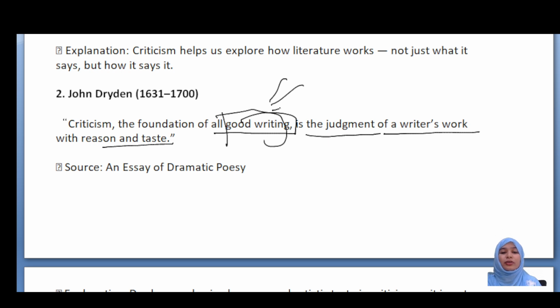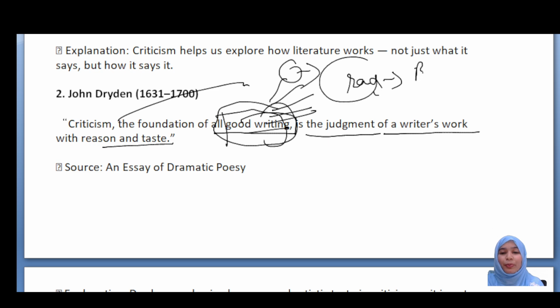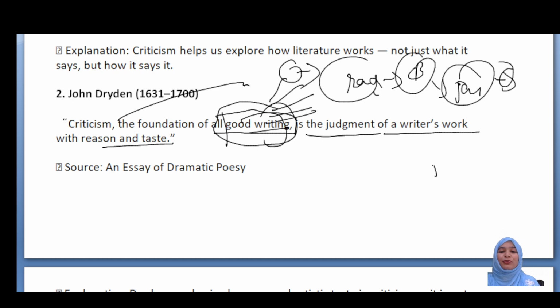Take whichever work you want, because it comes under good writing. But criticism means how you judge a writer's work with reason and taste, by giving the proper reason and showing your taste. If someone asks you to taste a dish and tell them, that time you give your answer, you make your judgment. Put some salt on there, a little more. The way you give the answer is what is called the judgment of a writer's work on the basis of reason and taste.